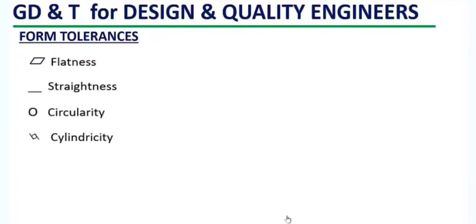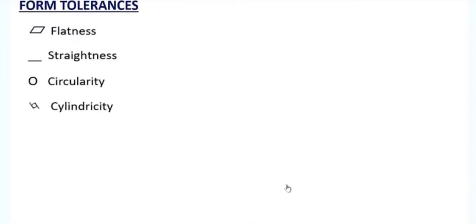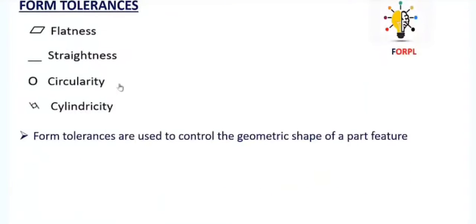Now we will see the geometric characteristics in detail one by one. So first we will cover the category form tolerances. Under form tolerances we have 4 different geometric characteristics. They are flatness, straightness, circularity, cylindricity.